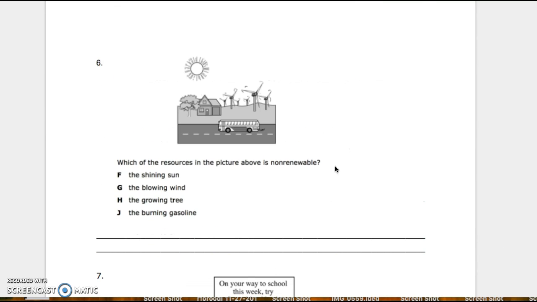Number 6. Which of the resources in the picture above is non-renewable? F. The shining sun. G. The blowing wind. H. The growing tree. J. The burning gasoline.